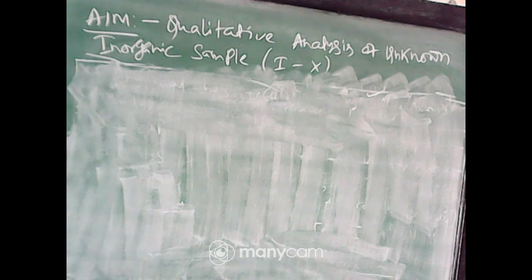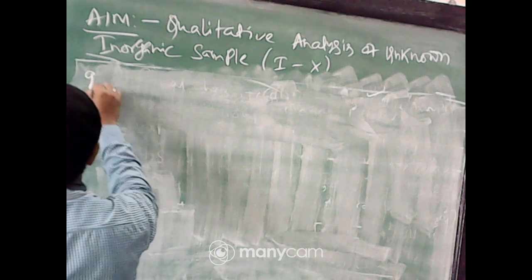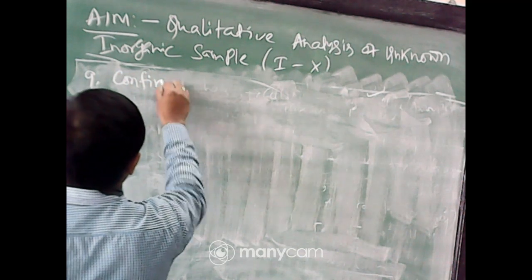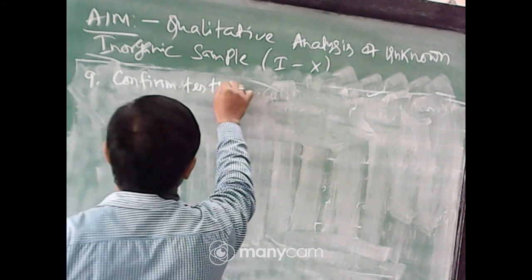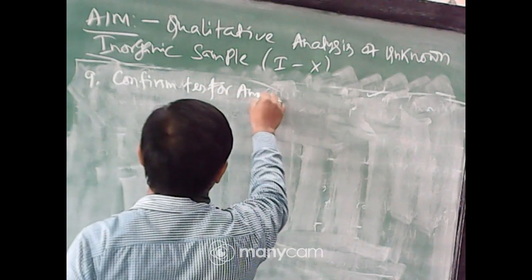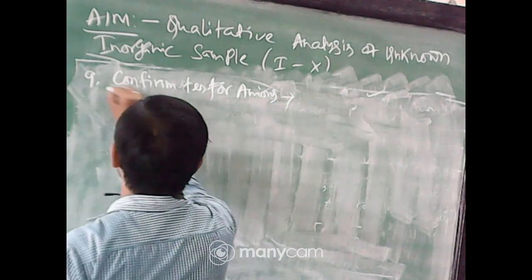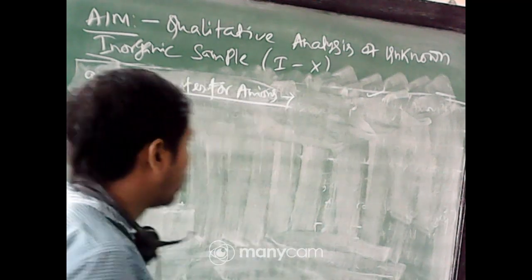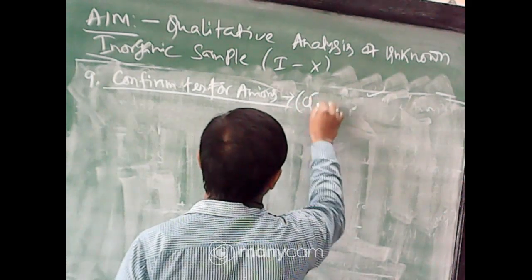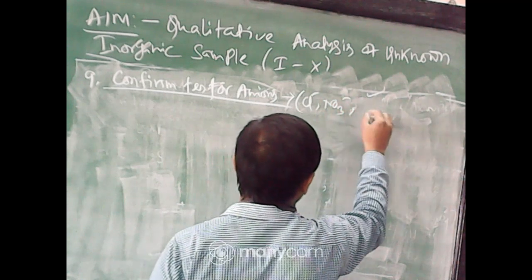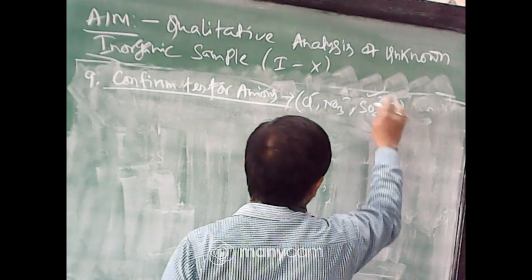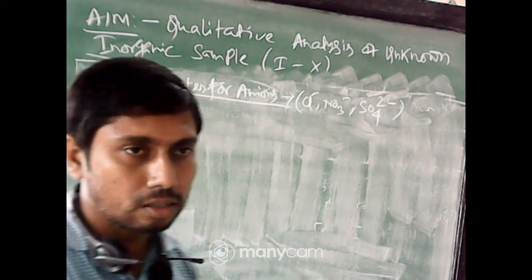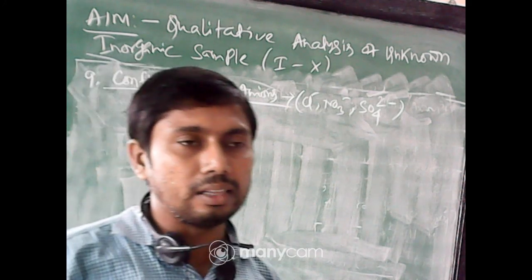Okay. Next is number 9, the confirmative test for anions. Now we will give emphasis basically on these three: Cl minus, NO3 minus, and sulfate. Now, in the context of preparation of OS, because the dry test is basically where the solid sample is taken.